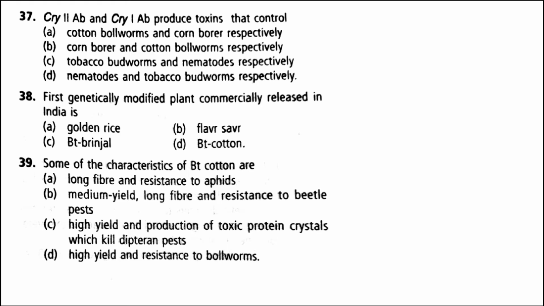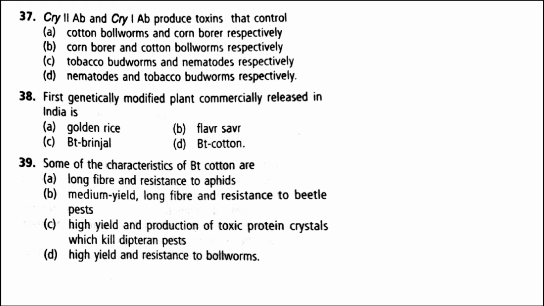Some of the characteristics of Bt cotton are: A. long fiber and resistance to aphids, B. medium yield, long fiber and resistance to beetle pest, C. high yield and production of toxic protein crystals which kill dipteran pest, D. high yield and resistance to bollworms. And the answer is option D.